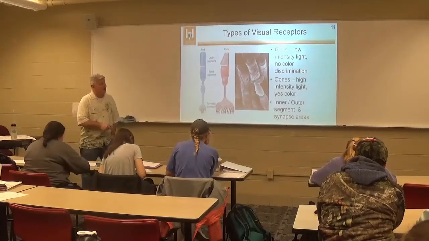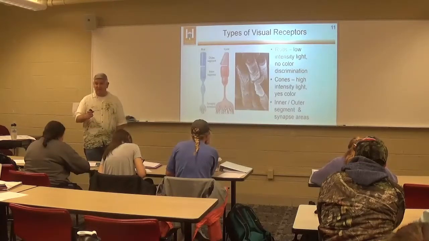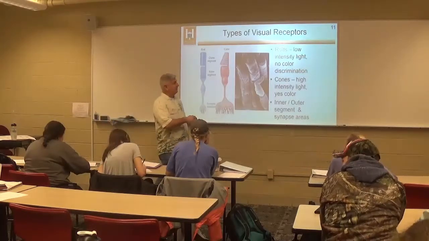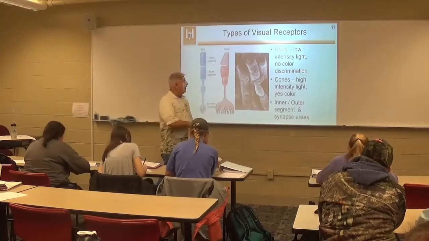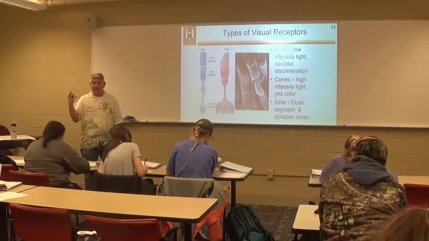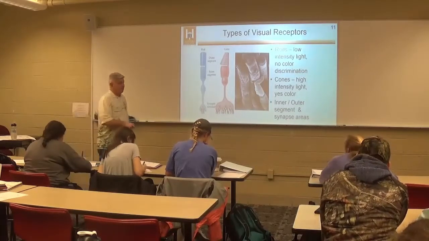Cones see high intensity light. If she only had rods, she'd be blind unless she was in dark, dim light, right? Because rods become useless in bright light. Rods only work in low light levels. Cones have to have high intensity light to activate them. They don't work in low intensity light, but they can detect color.